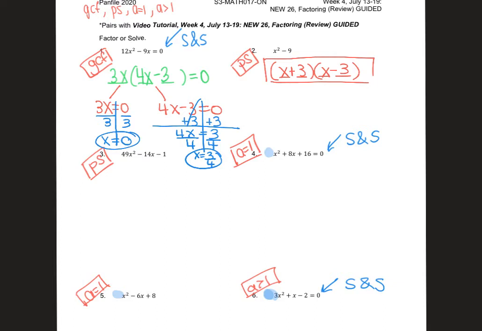Similarly with this perfect square one, I'm going to go to my binomials right away. I can break down the 49 into 7x and 7x. I can break down the 1 into 1 and 1. But now I don't want that middle term to drop out. I want to keep it.